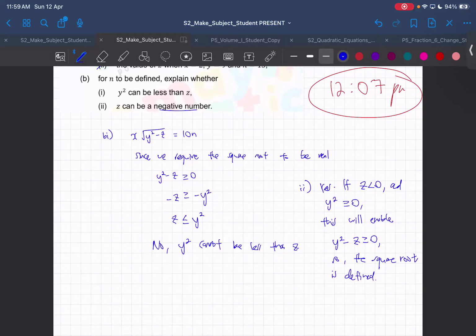Okay, this one is the next worksheet. Quadratic, because it's tested for WA. But don't worry lah, this one is slightly easier in my opinion.